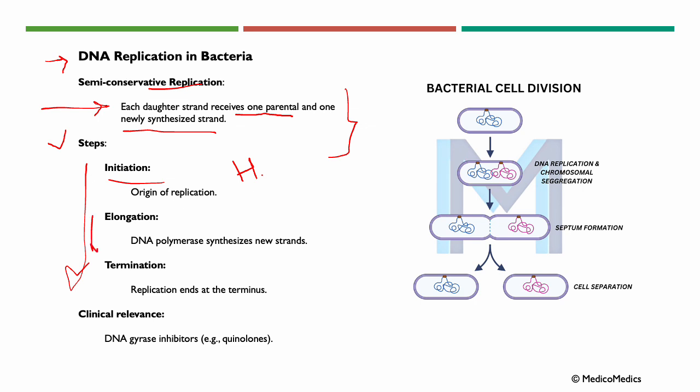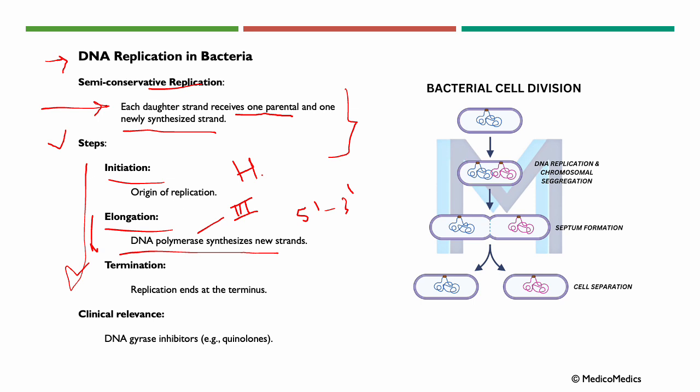After initiation, we have elongation, whereby DNA polymerase synthesizes new strands. I think, if my memory serves me right, it's DNA polymerase 3 that is involved in synthesizing new DNA strands in the 5 to 3 direction. And it uses the parental strand as a template.